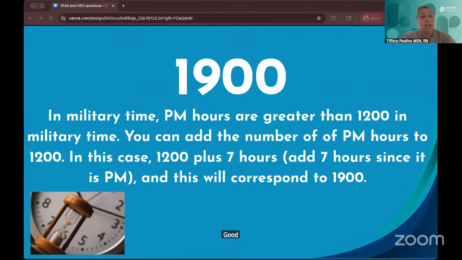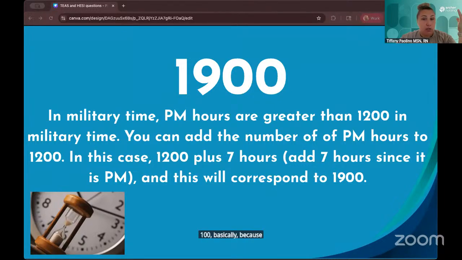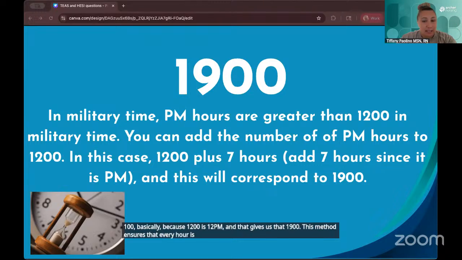Good. So 1900. Awesome. So let's just talk about military times real quick. Remember, after noon or 12 p.m., that's when you add numbers to it. Simply, you can add 12 to something. For example, if this shift ends at 7 p.m., we add 7 hours to 1200, basically, because 1200 is 12 p.m. And that gives us that 1900.